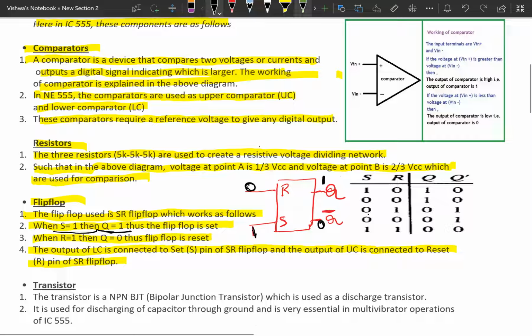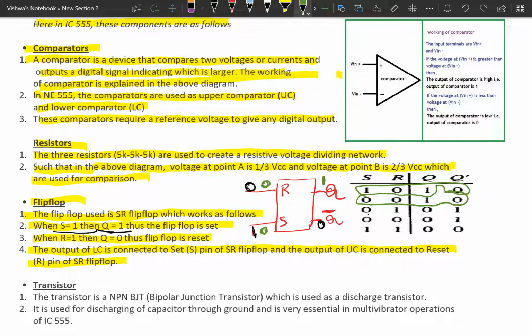In another case, the state changes. S is 1, R is 0, then Q is 1 and Q bar is 0. This case is complete. Now what happens? The S state changes to 0. S is 0, R remains the same, 0. Then the output also remains the same. There is no change in the output until the reset is applied. This is the second condition.